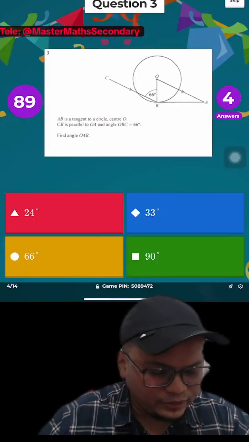This one you have double points because this is a 2 marks question. It's a 2 marks question, so that's why I'm awarding 2 points.